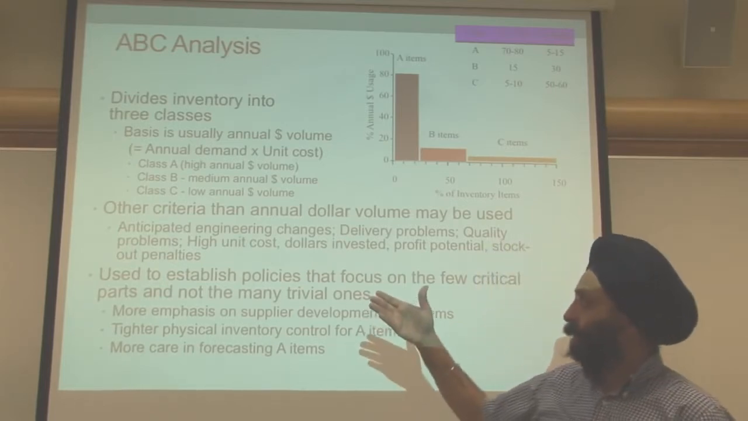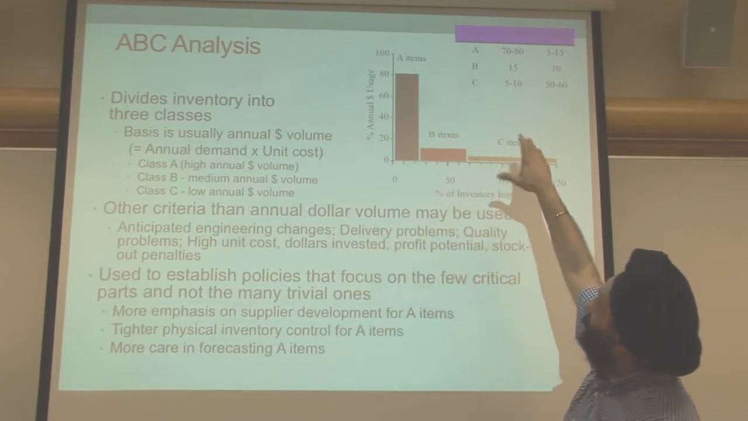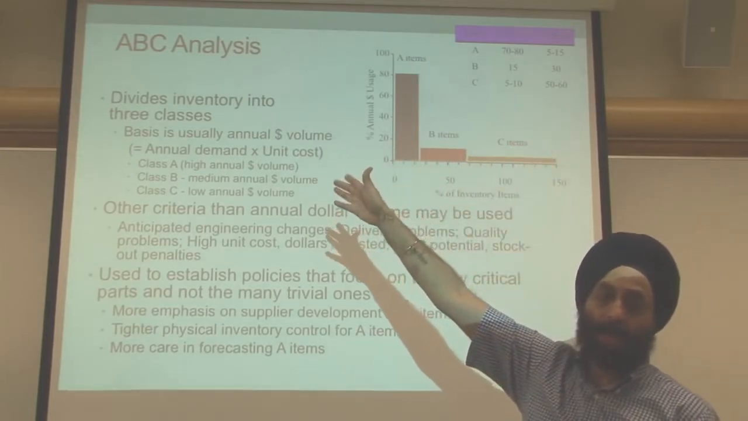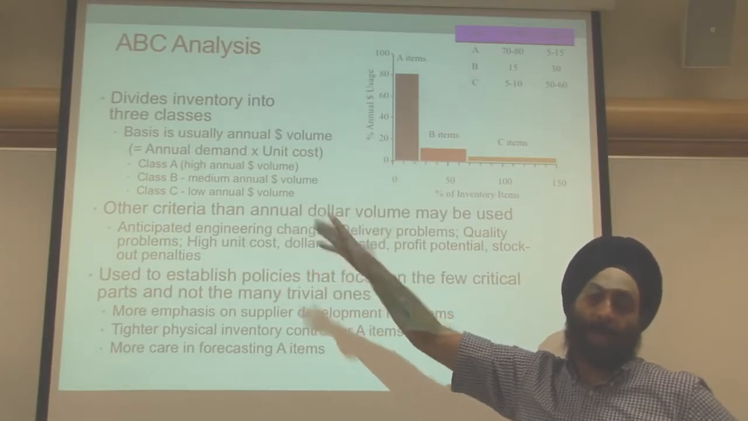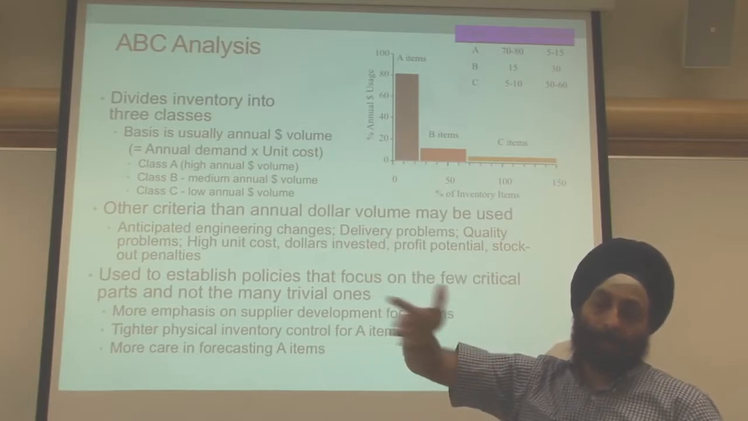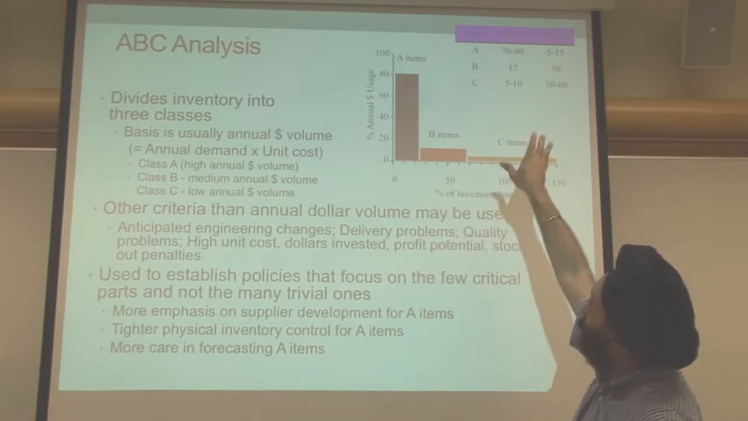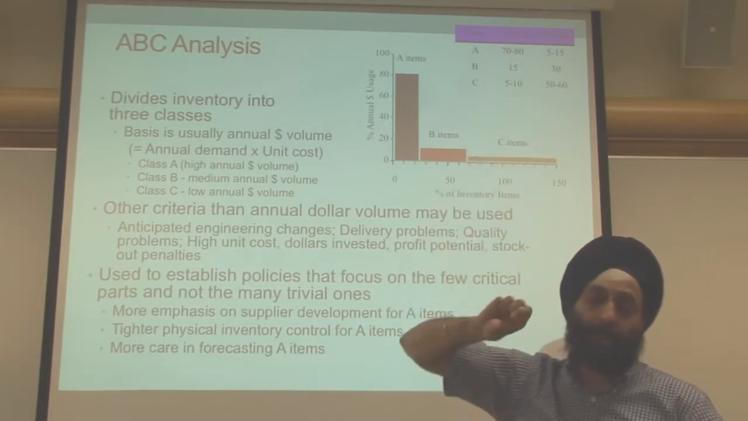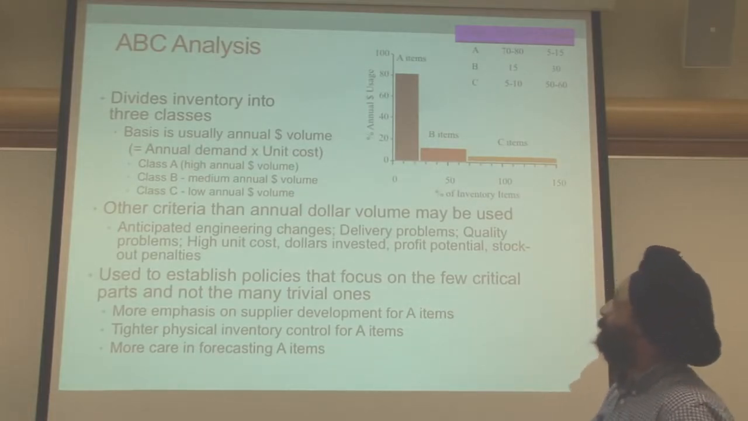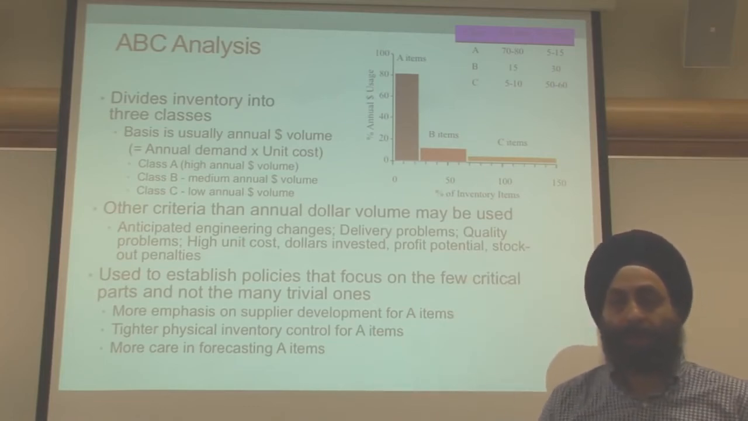Many of those are used in this case. Class A items are about 70 to 80% of the dollar volume. In a vehicle, the most expensive components are the engine as well as the chassis, drivetrain, etc. That will amount to the majority of the dollar value of the inventory that the company carries. But in terms of percentage of the items, they are between 5 to 15% of the items.